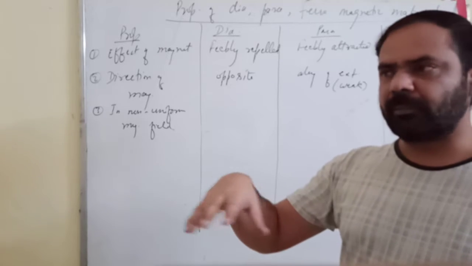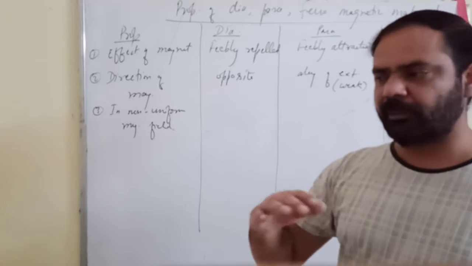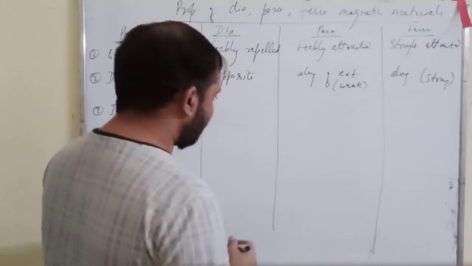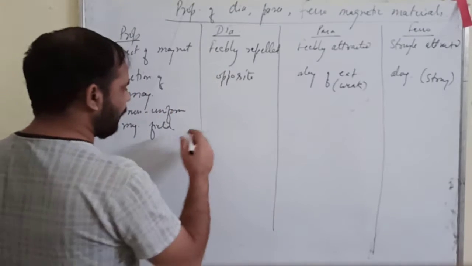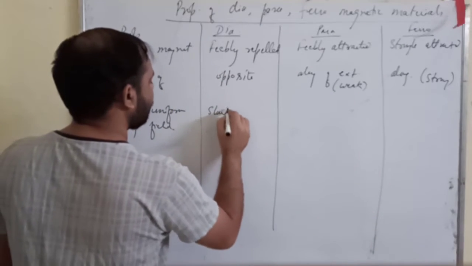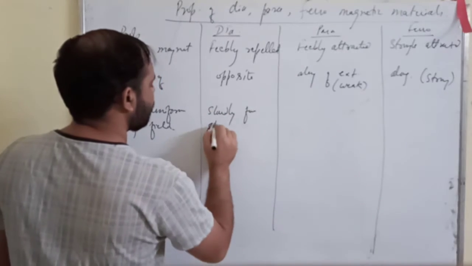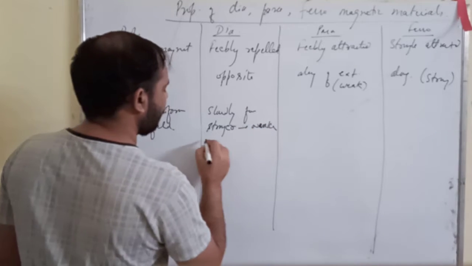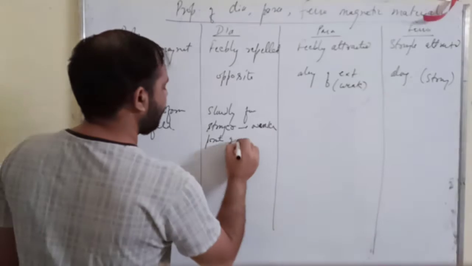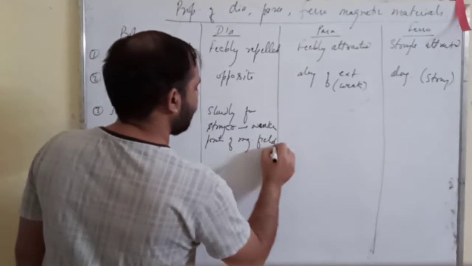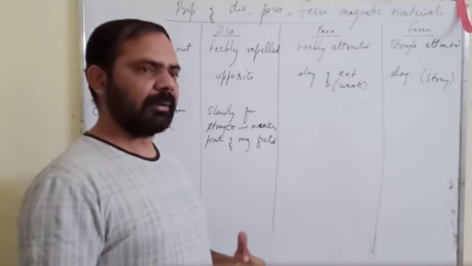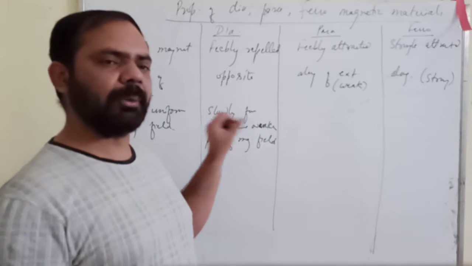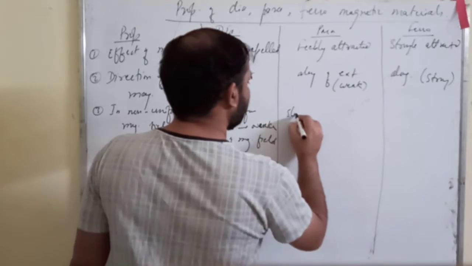It will have, you can say, a translational movement. It will move on the surface. So how will they move? Diamagnetic materials will move slowly from stronger to weaker points of the magnetic field. Means from the stronger points to the weaker points of the magnetic field, they will move like this, but slowly they will move.